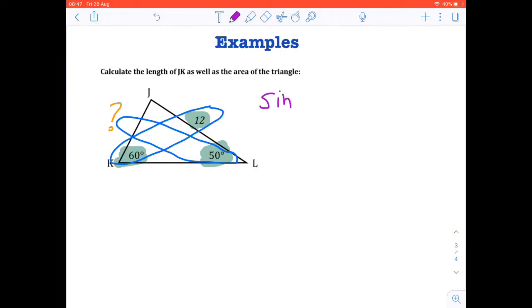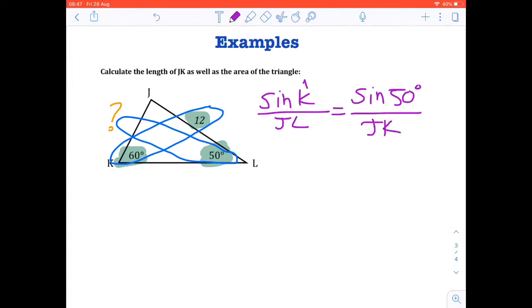So sine of K over JL equals sine of 50 degrees, or angle L, over JK. I could have written the sine 50 as sine of L, because that's the angle. Then we substitute everything in that we know in the next step.